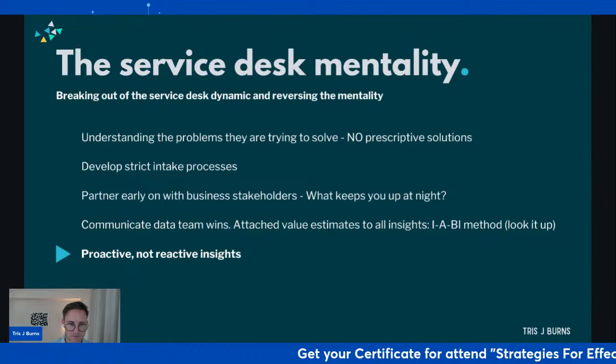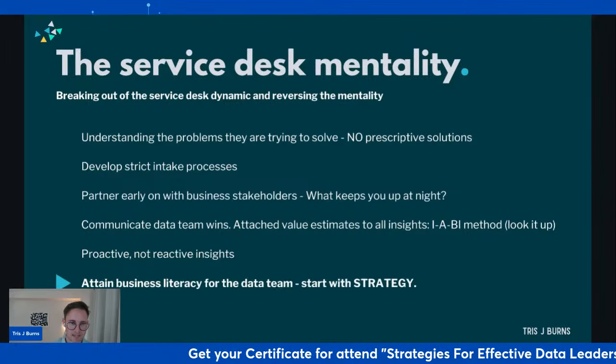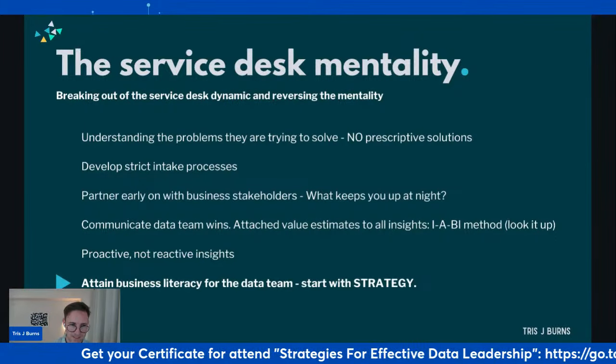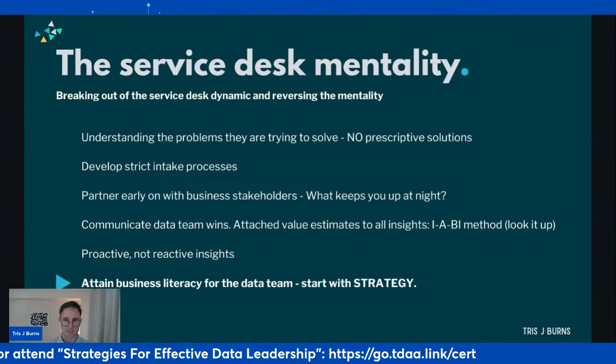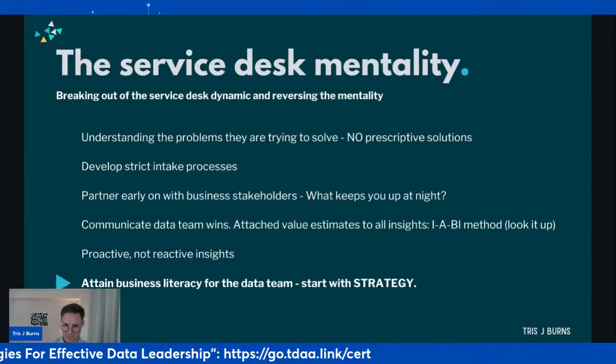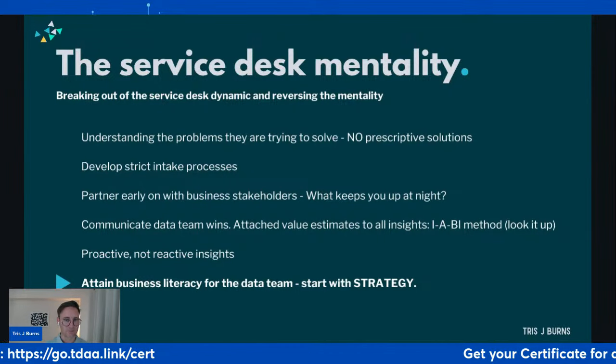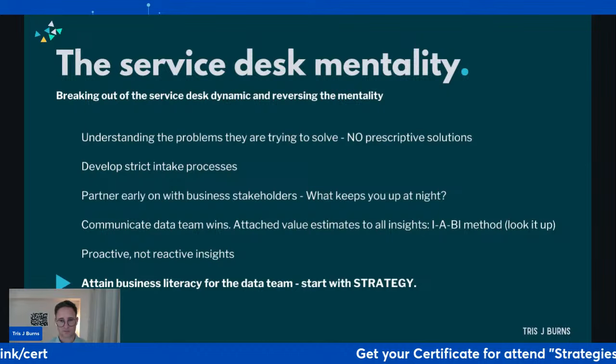We need to be proactive, not reactive with our insights. And data teams need to attain business literacy. We need to attain business literacy for the data team. It's not just all about data literacy for business users. That's a very one-sided and very selfish approach. We are often very business illiterate within data, so we need to focus on that and become more business literate.